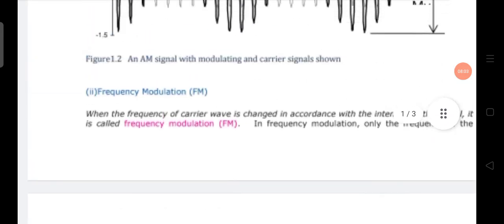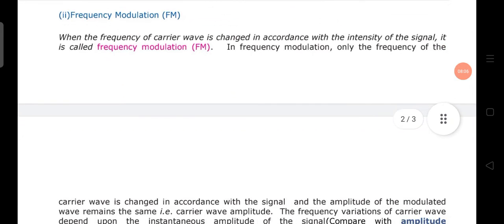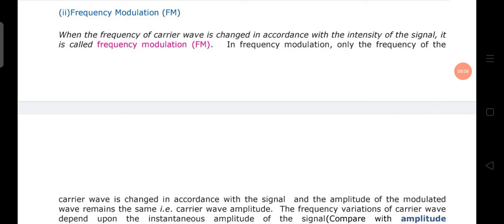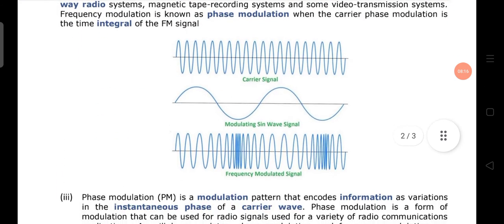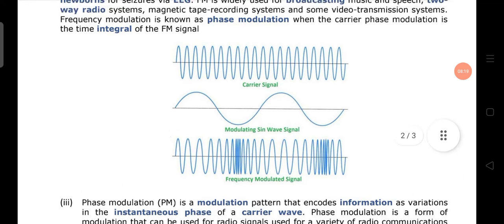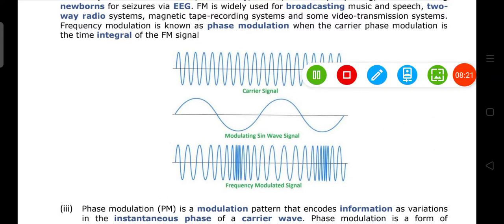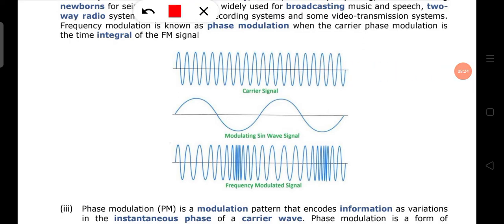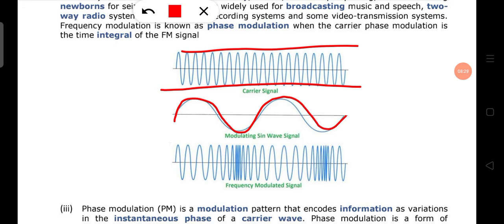Now what is frequency modulation? In frequency modulation, the frequency characteristic changes in accordance with the message signal. Now let us see how. This is the carrier signal, and this is the message signal. You see here, in the positive cycle the frequency is decreasing, giving a little bit wider wave.